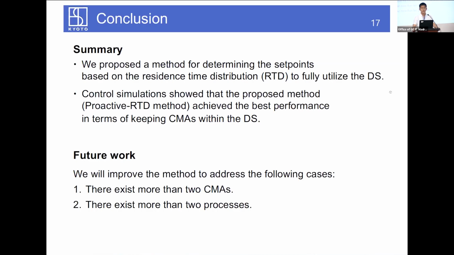In the future, we'd like to expand the method to deal with cases where there are more than 2 CMAs and more than 2 processes. With that being said, I'd like to wind up my presentation. Thank you very much for your attention.